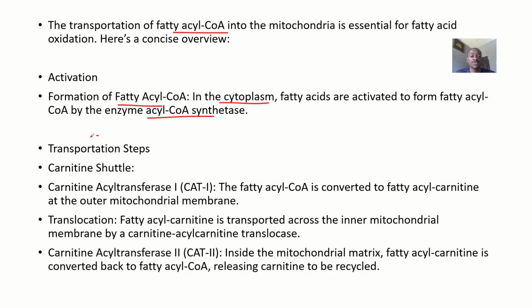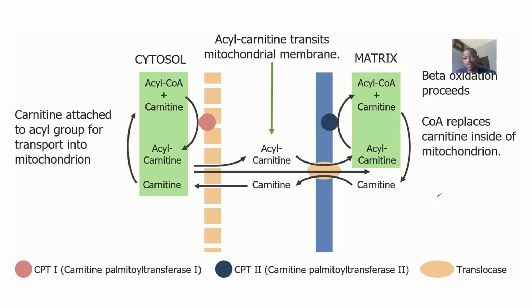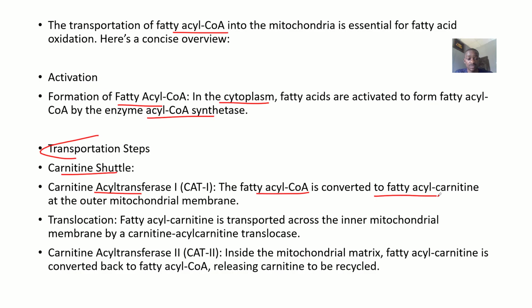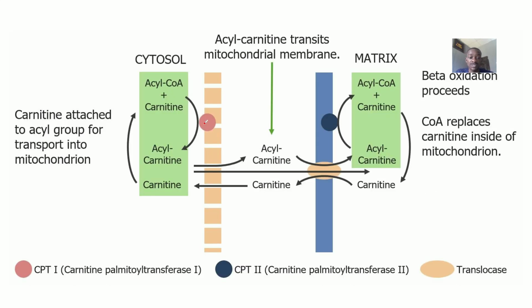Then the transportation step, there's a carnitine shuttle. First, carnitine acyltransferase 1. The fatty acyl CoA that has been formed from the activated fatty acid is converted to fatty acylcarnitine at the outer mitochondrial membrane. So fatty acyl CoA is converted to fatty acylcarnitine at the membrane, that's the cytosol.